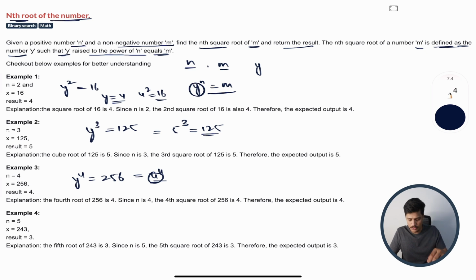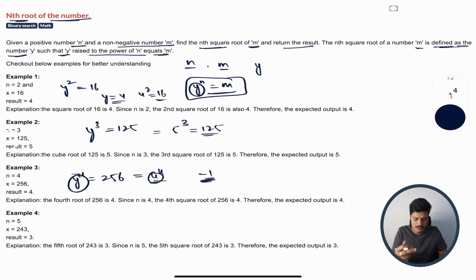Remember, there is one example that I have not mentioned. If we don't find any whole integer y, then we need to return -1 in the end. If we can't find such a number such that y power n yields a result of m, in that case we need to return -1 back to the user. Okay, so that is the problem statement that we have gotten.